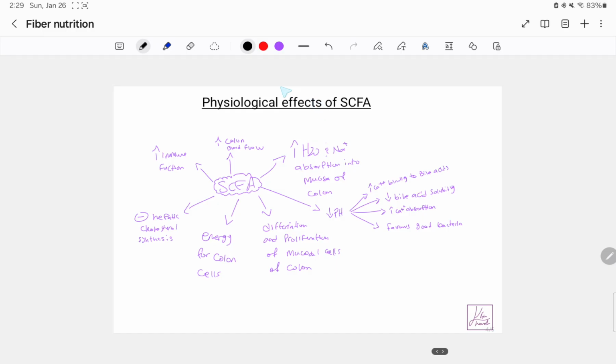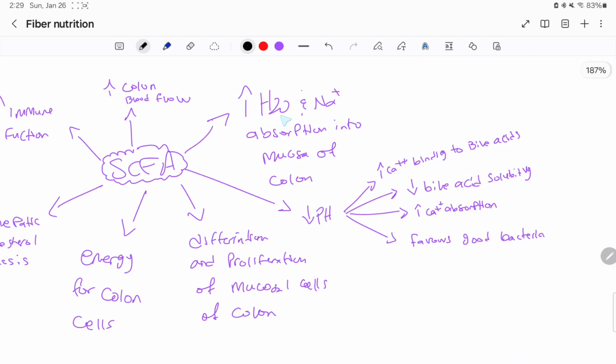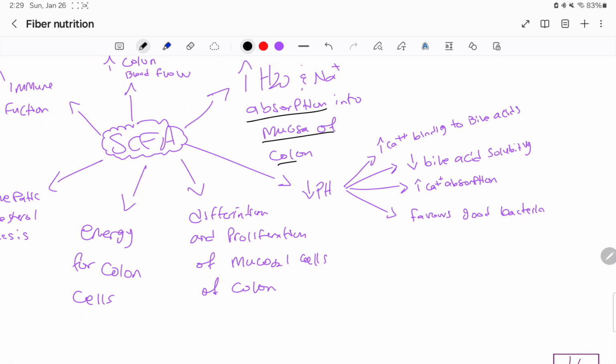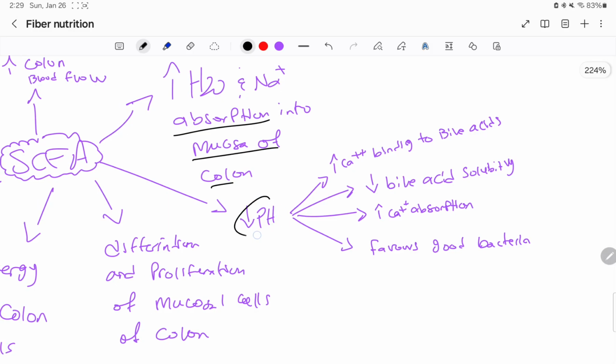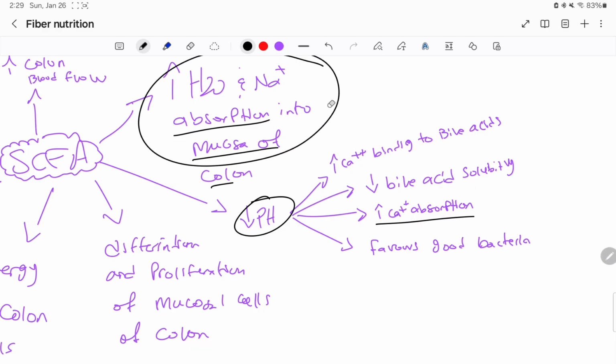Now, let's take a look at the physiological effects of short-chain fatty acids, which are actually very numerous, and this doesn't even cover all of it. So, for example, short-chain fatty acids can actually increase water and sodium absorption into the mucosa of the colon, okay? They're actually going to lower the pH of the large intestine, and this actually has some implications. So they're going to lower the pH, which is going to increase calcium absorption. If you guys remember, we said that the large intestine is a place where water and electrolyte absorption occurs, so it makes sense that we're talking about water and sodium absorption. It makes sense that we're talking about calcium absorption. These are all minerals, electrolytes, and water.